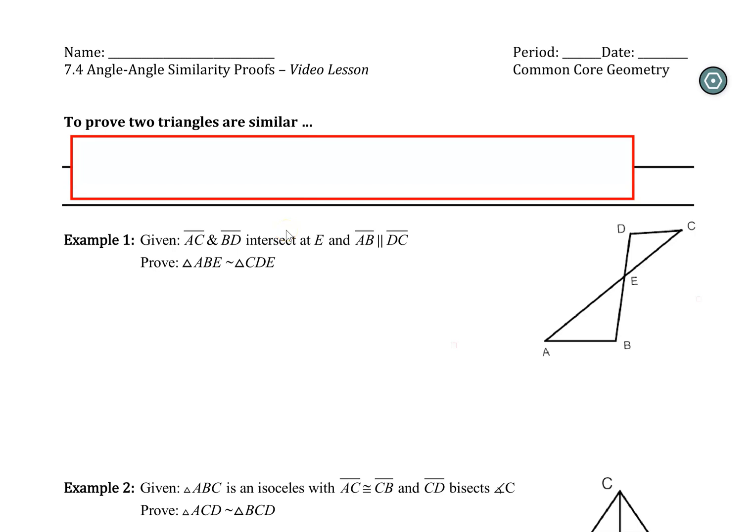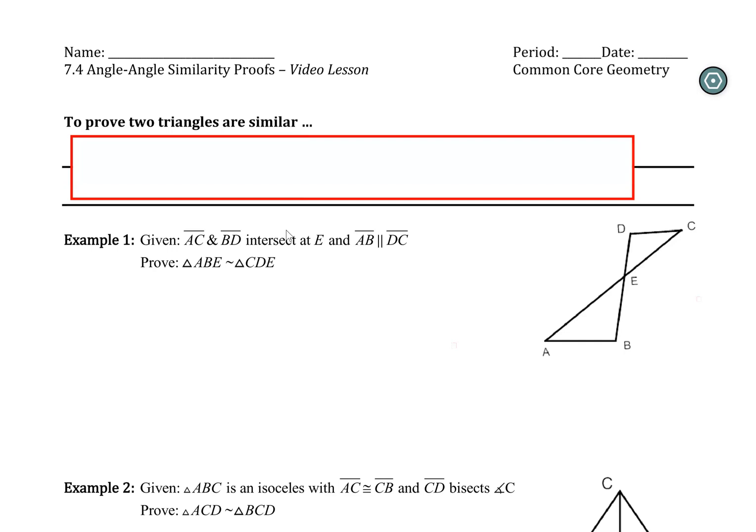Video lesson 7.4, angle-angle similarity proofs. So just like congruency proofs, we can show that two triangles are similar, and we can do that formally in a formal proof. We can also do it informally in terms of a description.